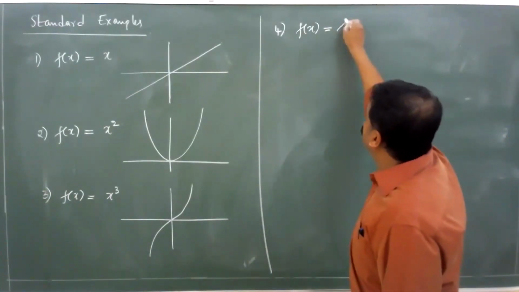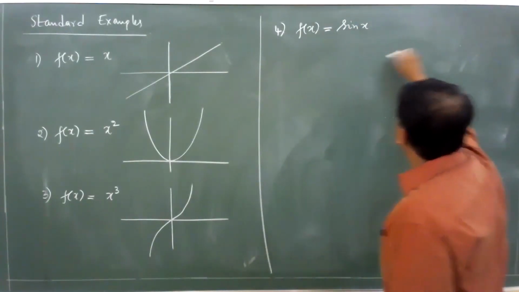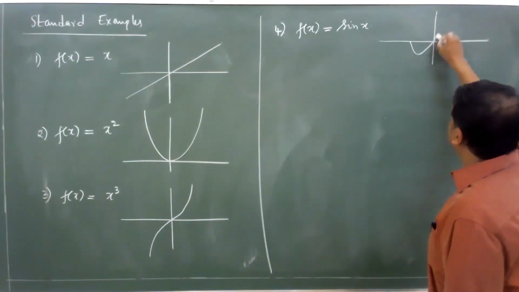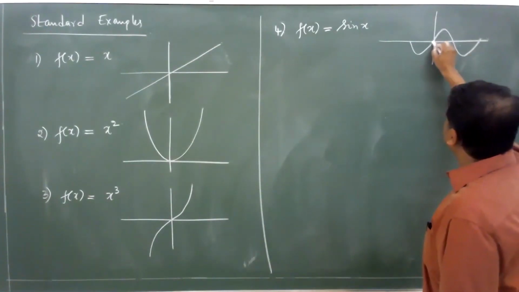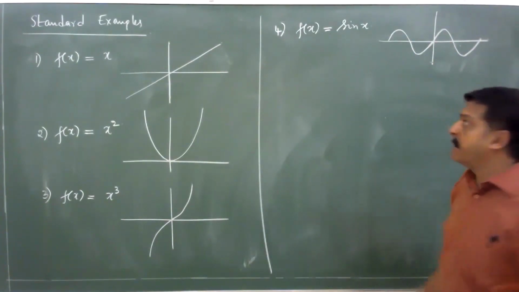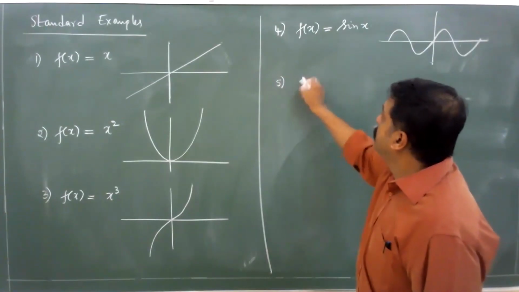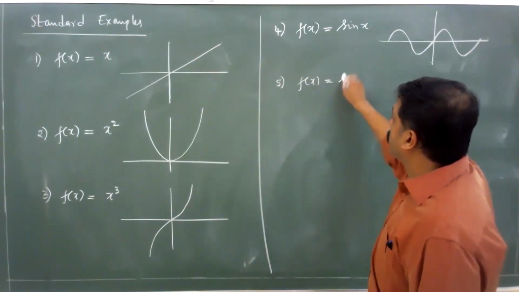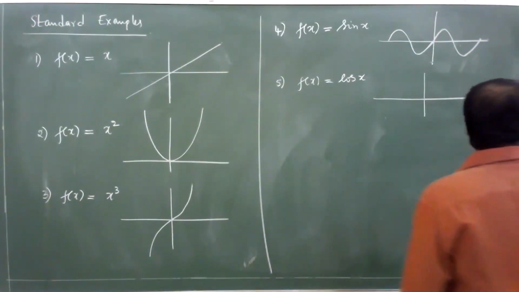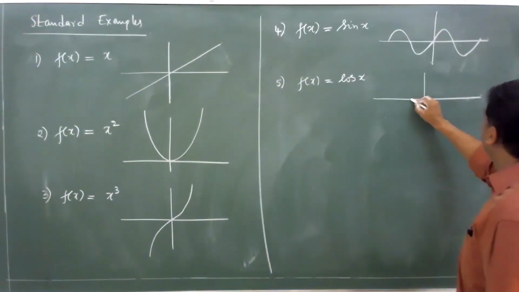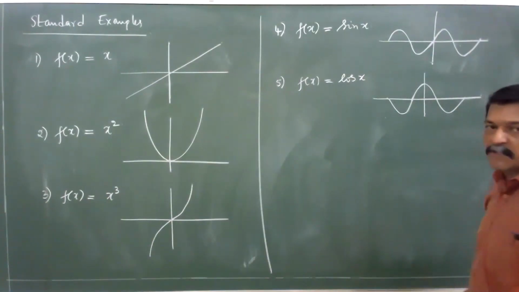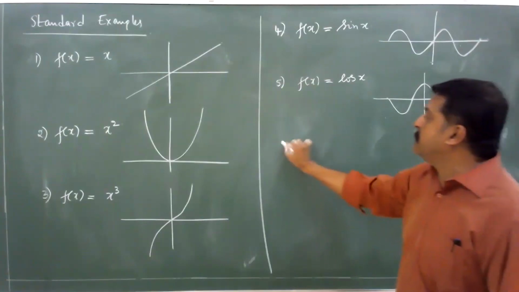F of x is equal to sin x. Sinusoidal wave, sinusoidal function. How will the function be? You can see that you can draw the graph without lifting your hand. It is continuous. F of x is equal to cos x. How will the graph be? This is the cos x graph. We observe that it is continuous.